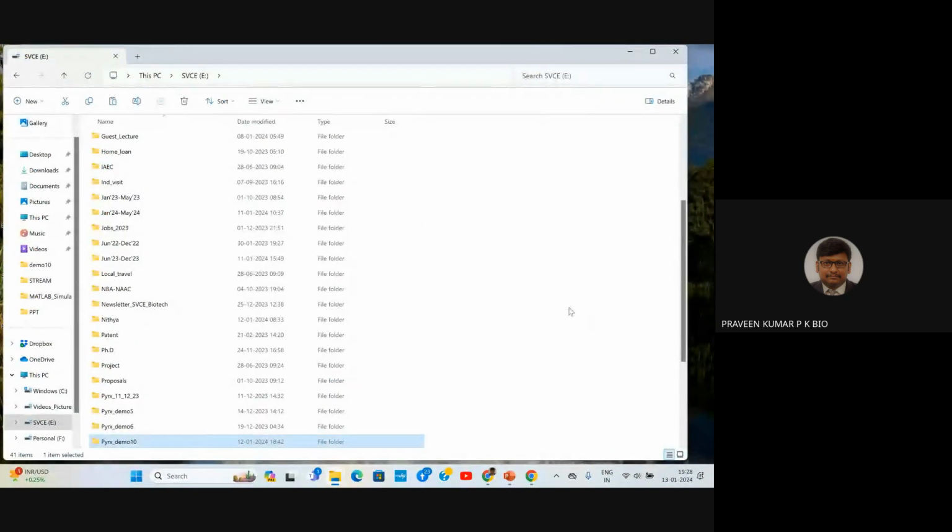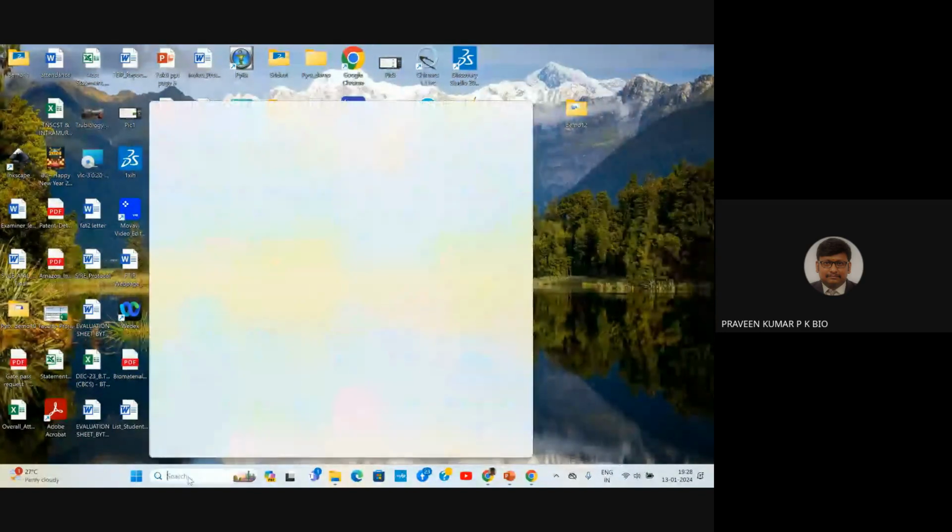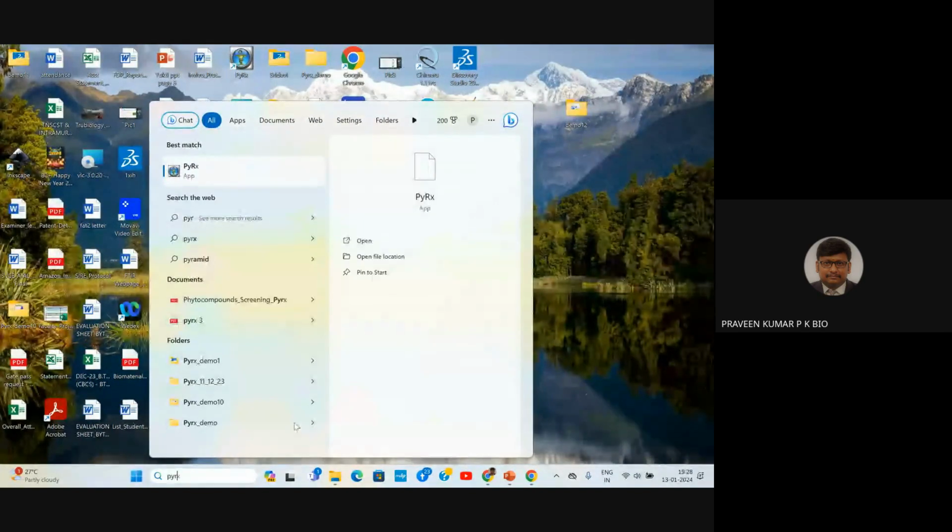Now I take you to AutoDock PyRx. I told you to go to the website, click downloads, and install it. After installation, you'll be getting the PyRx icon. Let me open PyRx here. So this is PyRx.